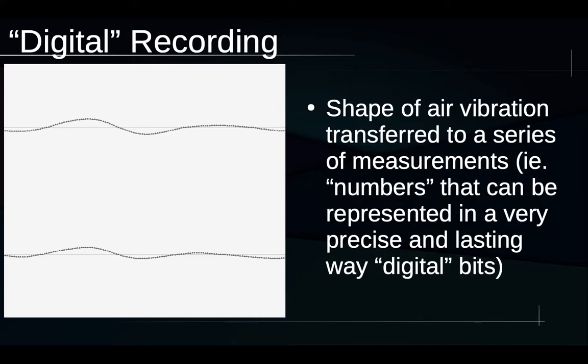We can think of each one of these dots, each of which represents a measurement. We can think of them as a number, you know, with lower numbers being down here and higher numbers being up here. And when we think of that shape as a series of measurements or a series of numbers, we can then represent those numbers in a very precise and lasting way using digital bits, which is something that we'll come back to in a few slides.